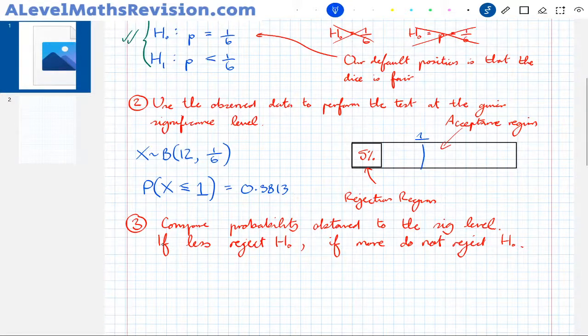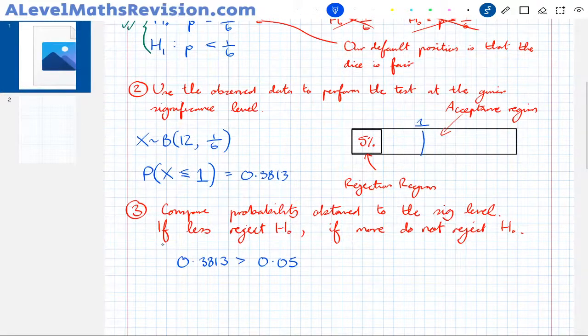So the amount of probability to the left was 0.3813, which unfortunately is more than our significance level, not less. So we're going to have to just keep our gobs shut and assume that they're telling the truth. So we're going to not reject H0. And I'm taking this very slowly because this is quite a difficult concept to get across. Do not reject H0.